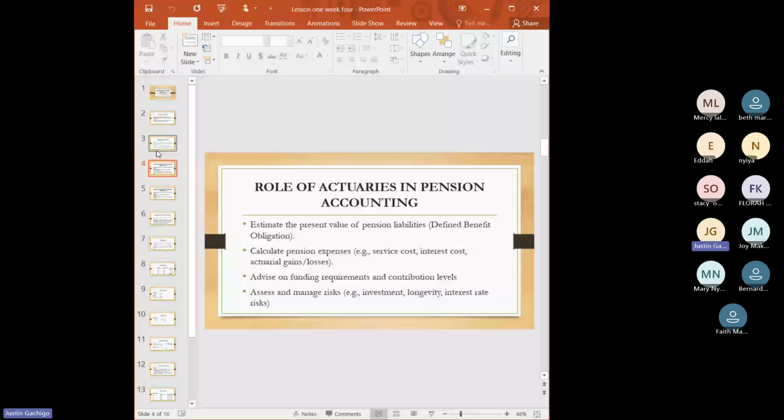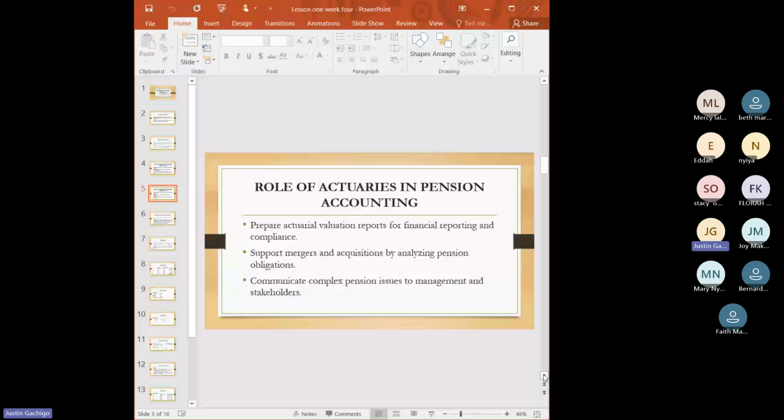Then they calculate pension expenses like service cost, interest cost, and actuarial gains and losses. They also advise on funding requirements and contribution levels. They assess and manage risk, e.g., investment, longevity, interest rates, etc. Longevity is where they assess how long a particular person can live, maybe depending on the health condition or other factors. Actuaries also prepare the valuation report for financial reporting and compliance. They support mergers and acquisitions by analyzing pension obligations, and they communicate complex pension issues to management and stakeholders.